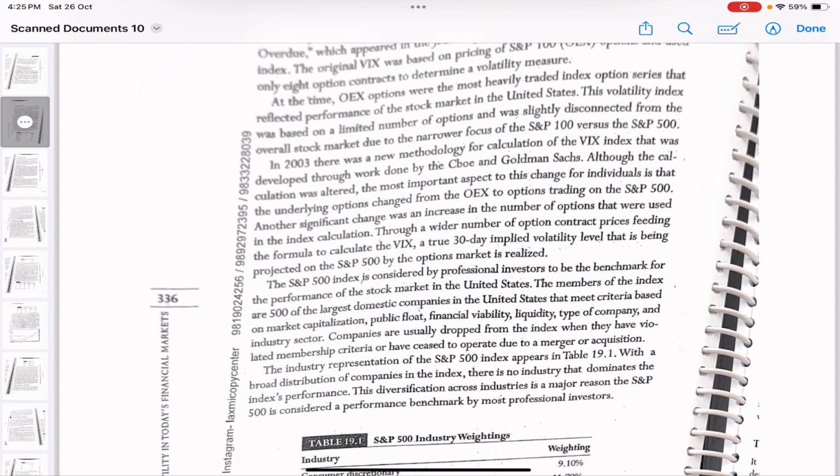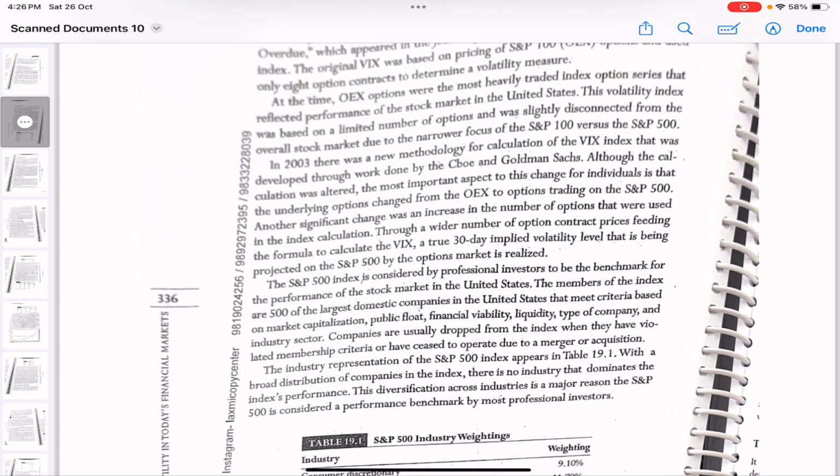In 2003, there was a new methodology for calculation of the VIX index that was developed through work done by CBOE and Goldman Sachs. Although the calculation was altered, the most important aspect of this change for individuals is that the underlying options changed from OEX options to S&P 500.